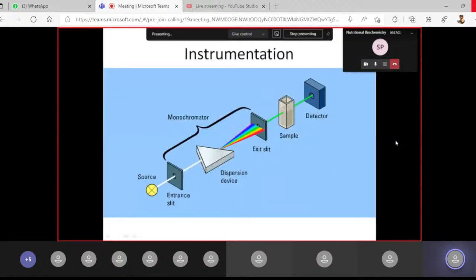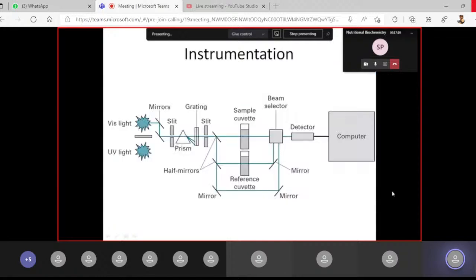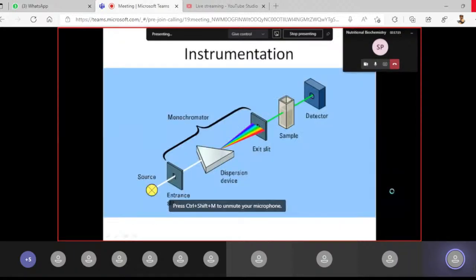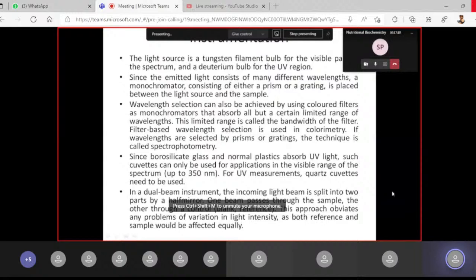Now the light source. When you take the instrumentation, the first component of your instrument is the light source. You need a light, right? You have to select a monochromatic light. So what is producing the light? For the visible range, you use a tungsten filament. For UV range, you use a deuterium bulb. So what is the light source? For visible range, a tungsten bulb. For UV range, a deuterium bulb.